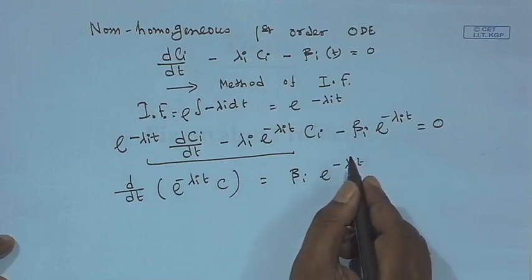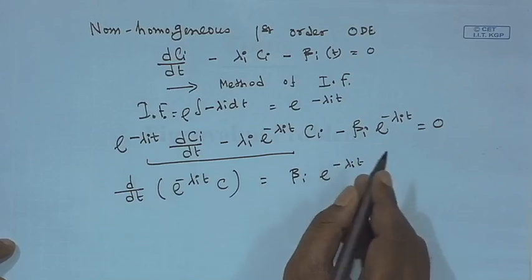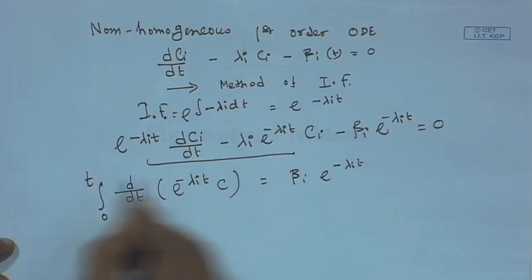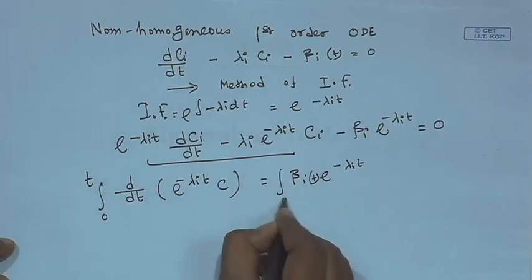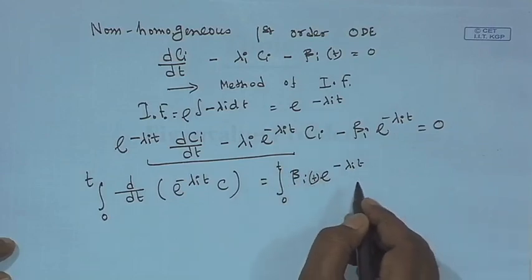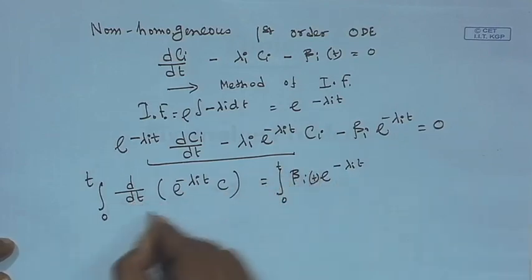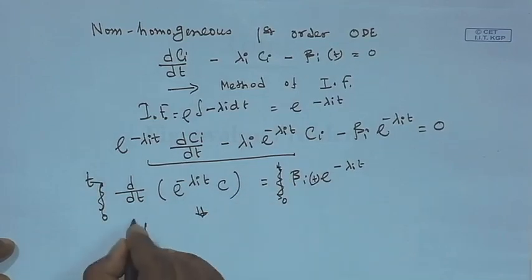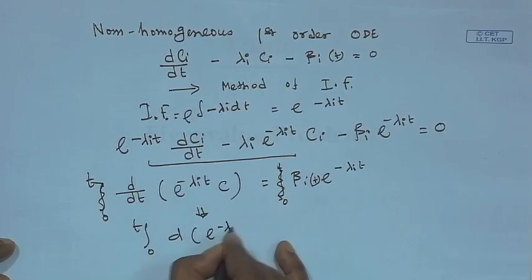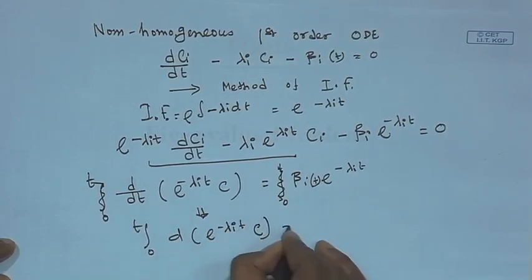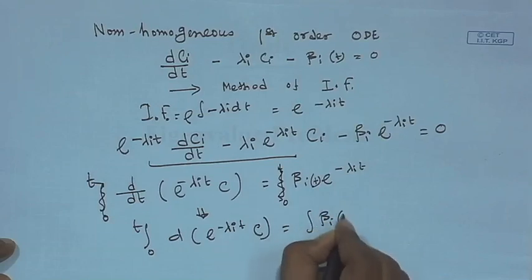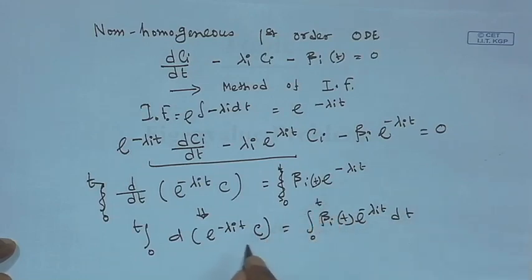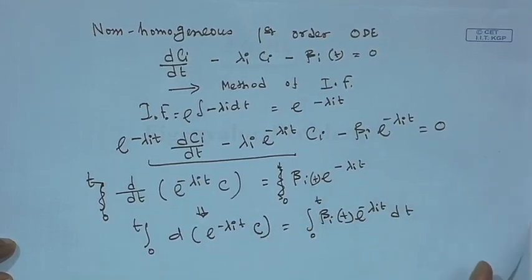So, we can integrate this out, from 0 to t. beta_i is in general a function of time. So, we should write it in the next step. Okay. So, in the next step you will be getting, from 0 to t, d of e^(-lambda_i t) times c_i is equal to the integral from 0 to t of beta_i(t) e^(-lambda_i t) dt. So, we can get this integral evaluated.